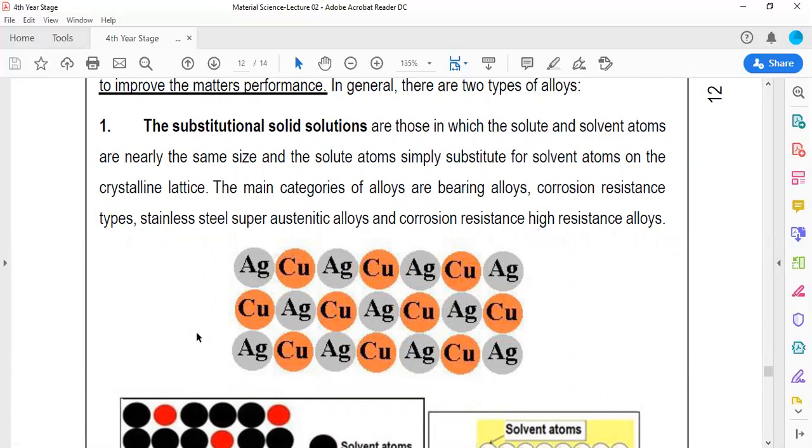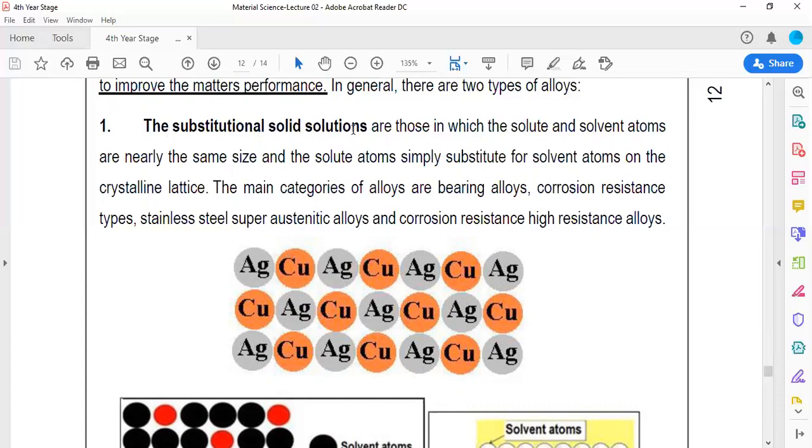In this figure, we have silver and copper. The copper, for example, is substituted here instead of one silver. Probably we originally had all copper, but we take off this copper from here and substitute it with silver. That's why it's called substitutional solid solution.